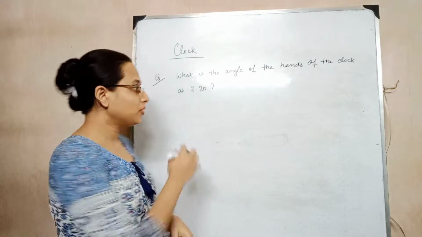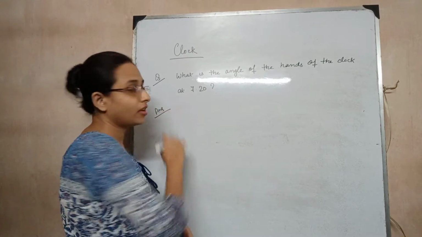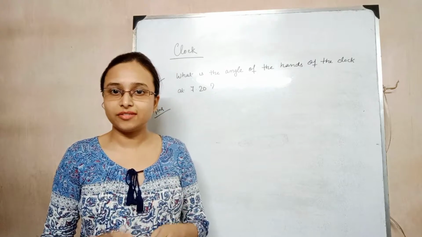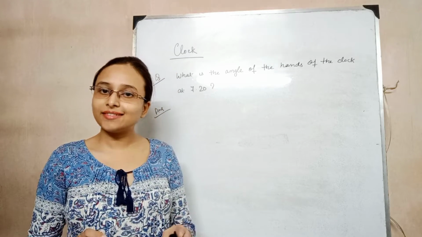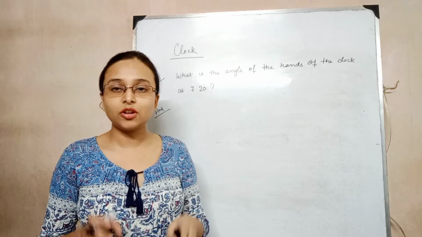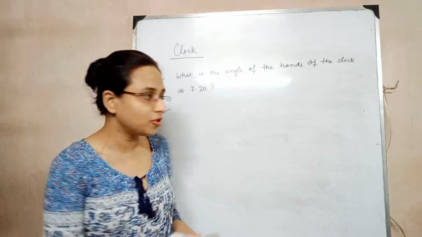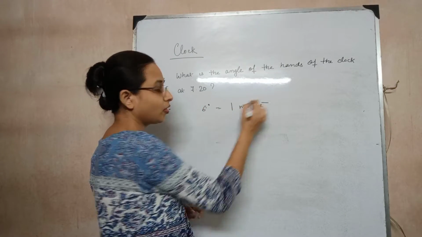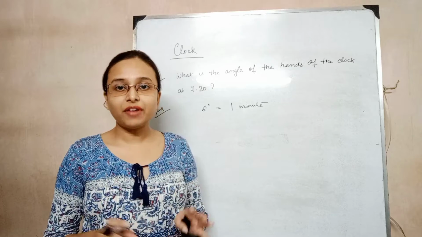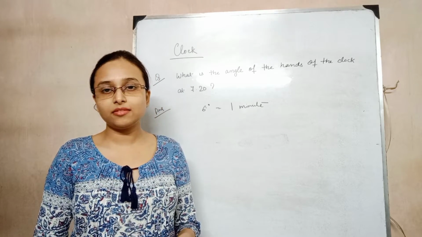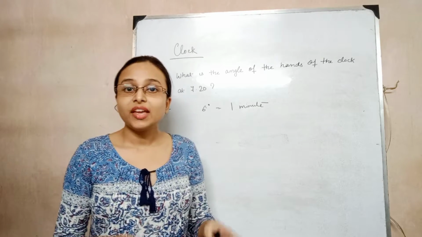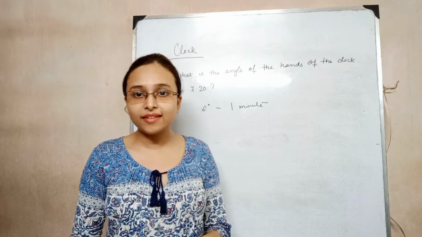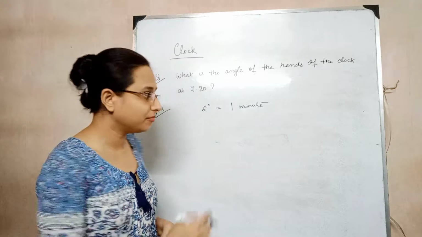Now, coming to the answer, at 7 o'clock, the hour hand is at 210 degrees from the vertical. That is 6 degrees for every minute. Now, this was already taught in the previous video. 6 degrees for 1 minute. Okay. Now, if you have understood the previous video, on the basis of that, I will proceed. So, in 20 minutes, the hour hand will be 210 plus 20 into 0.5.